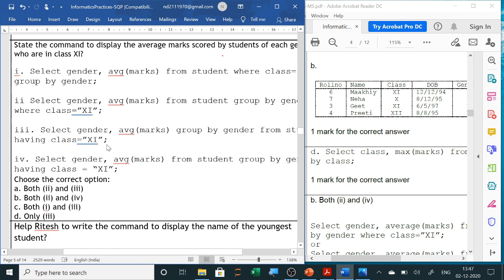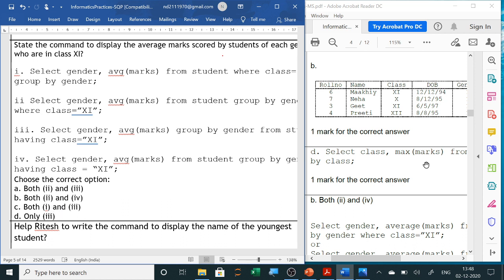So the second and third will be state the command to display this of each who are in class 11th. So here the second option is completely wrong. So first and third option, first and fourth is correct. In the second option, where is written after group by? It should be where first and then group by. All right, actually, the fourth option is correct here, but in this answer they have given something else.